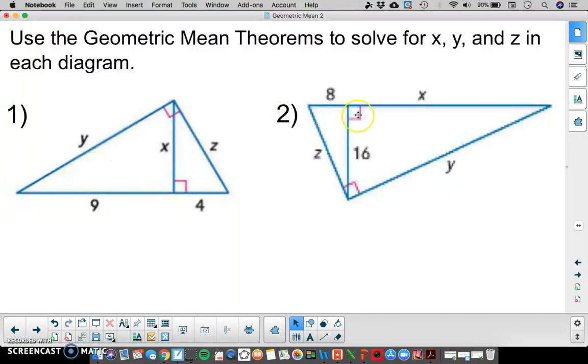In examples 1 and 2 here on your own, I want you to solve for x, y, and z using the geometric mean theorems.